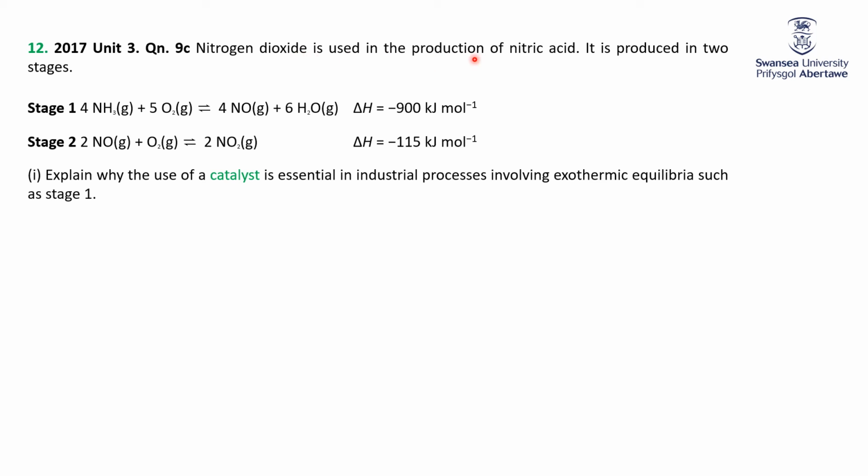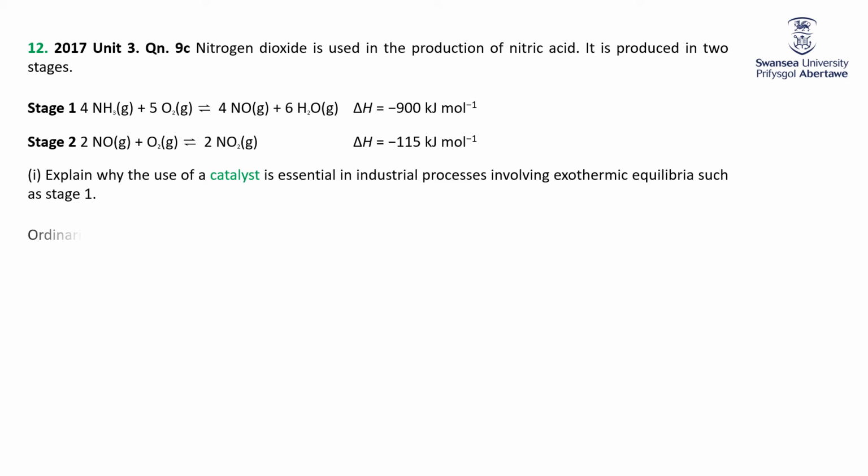Nitrogen dioxide is used in the production of nitric acid, which is, of course, the Ostwald process, as we learned earlier, produced in 2 stages. There's the ammonia with the oxygen, making nitric oxide and water. We looked at that previously. And stage 2, 2NO plus O2 goes to 2NO2. Why is the use of a catalyst essential in industrial processes involving exothermic equilibria, such as these? In particular here, stage 1.